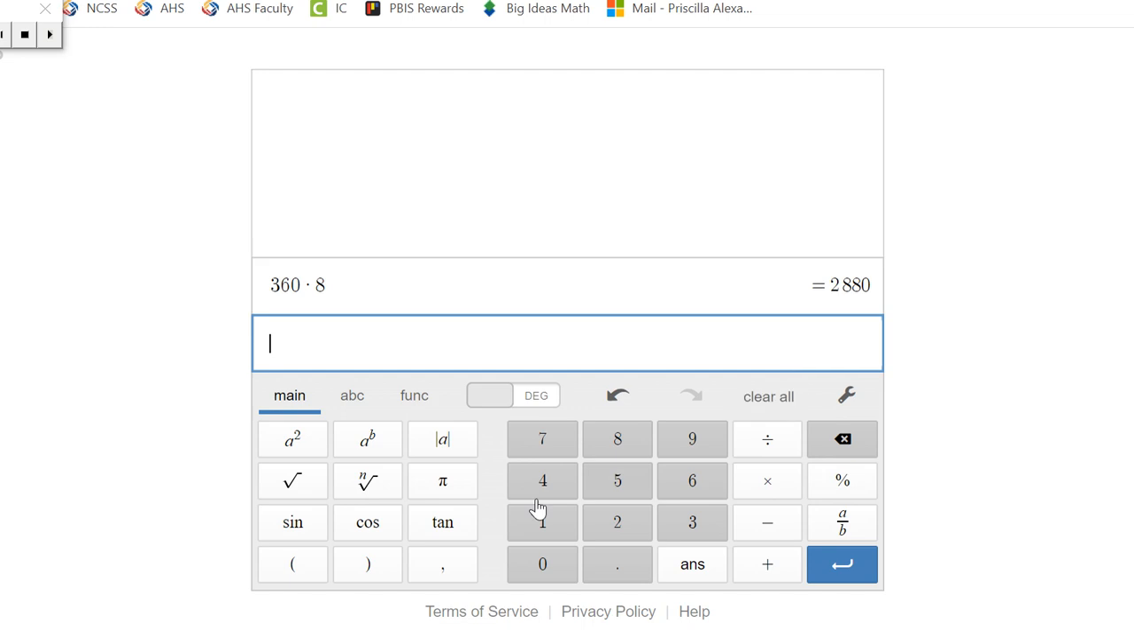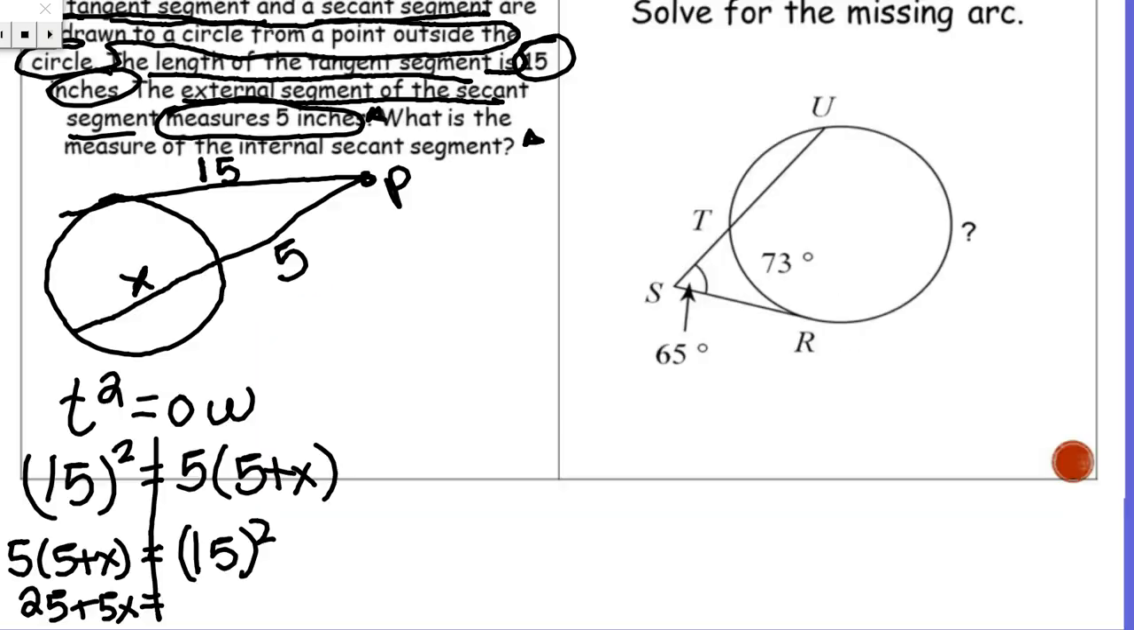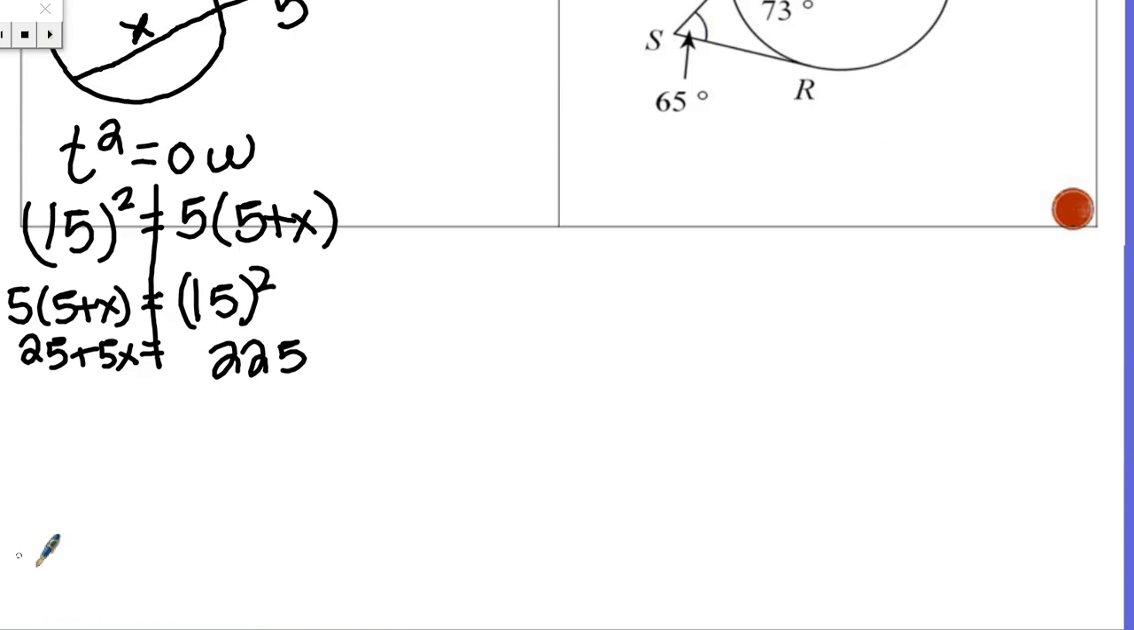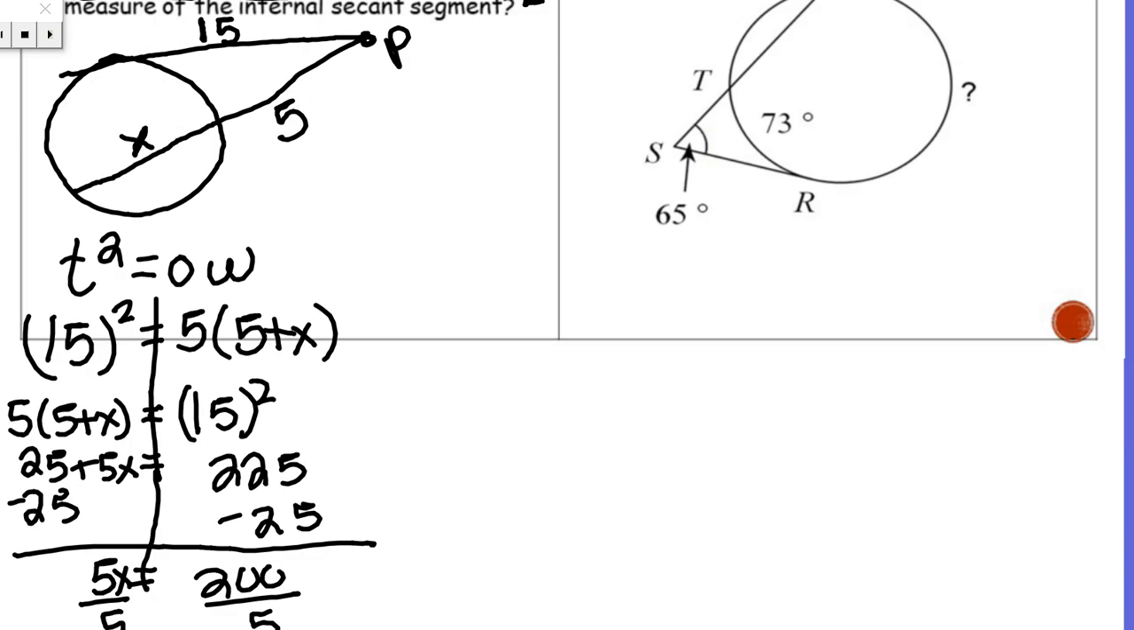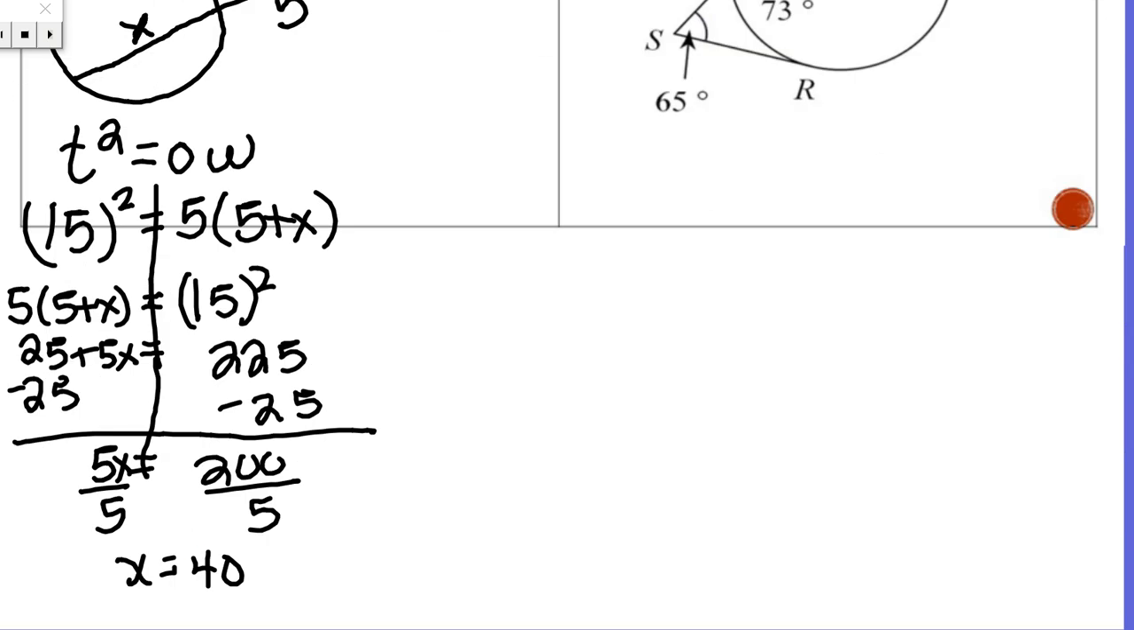So let's go grab the calculator. 15 squared, 225. All right, minus 25, minus 25. 5x equals 200, divided by 5, divided by 5, x equals 40. So, did we answer the question? It said the internal piece. Yep, we're done. We found the internal piece to be 40.